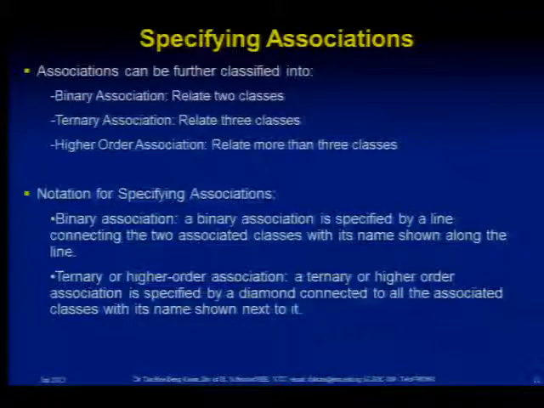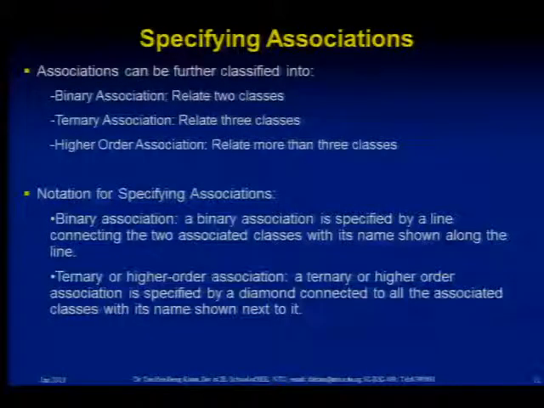Ternary associations, in other words, associate three classes. From the word you can see, ternary means three. Higher order associations are those that associate more than three classes. Any association that associates more than three classes, we categorize into the last type, higher order. Anything above three, we categorize into the last type. So these are the three types of association.